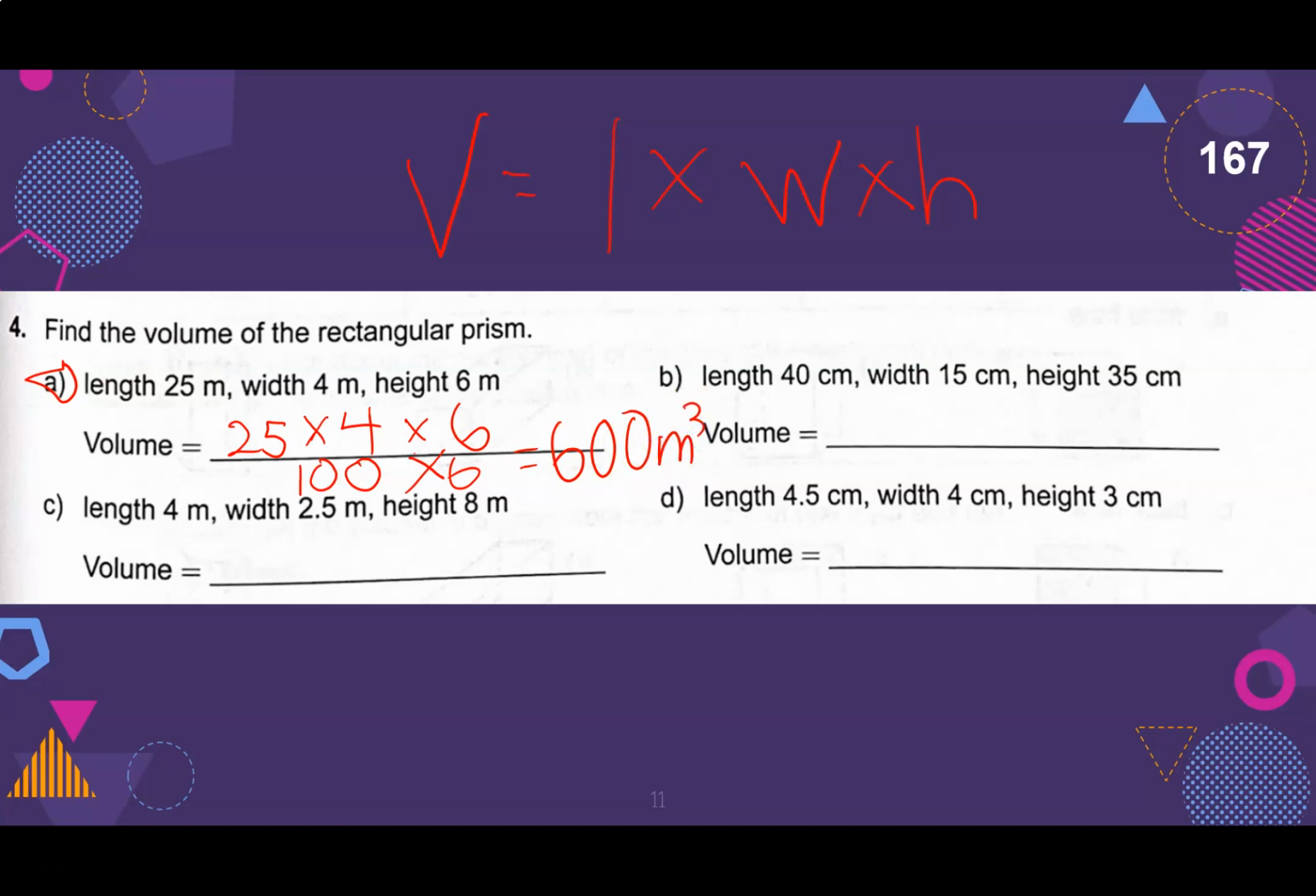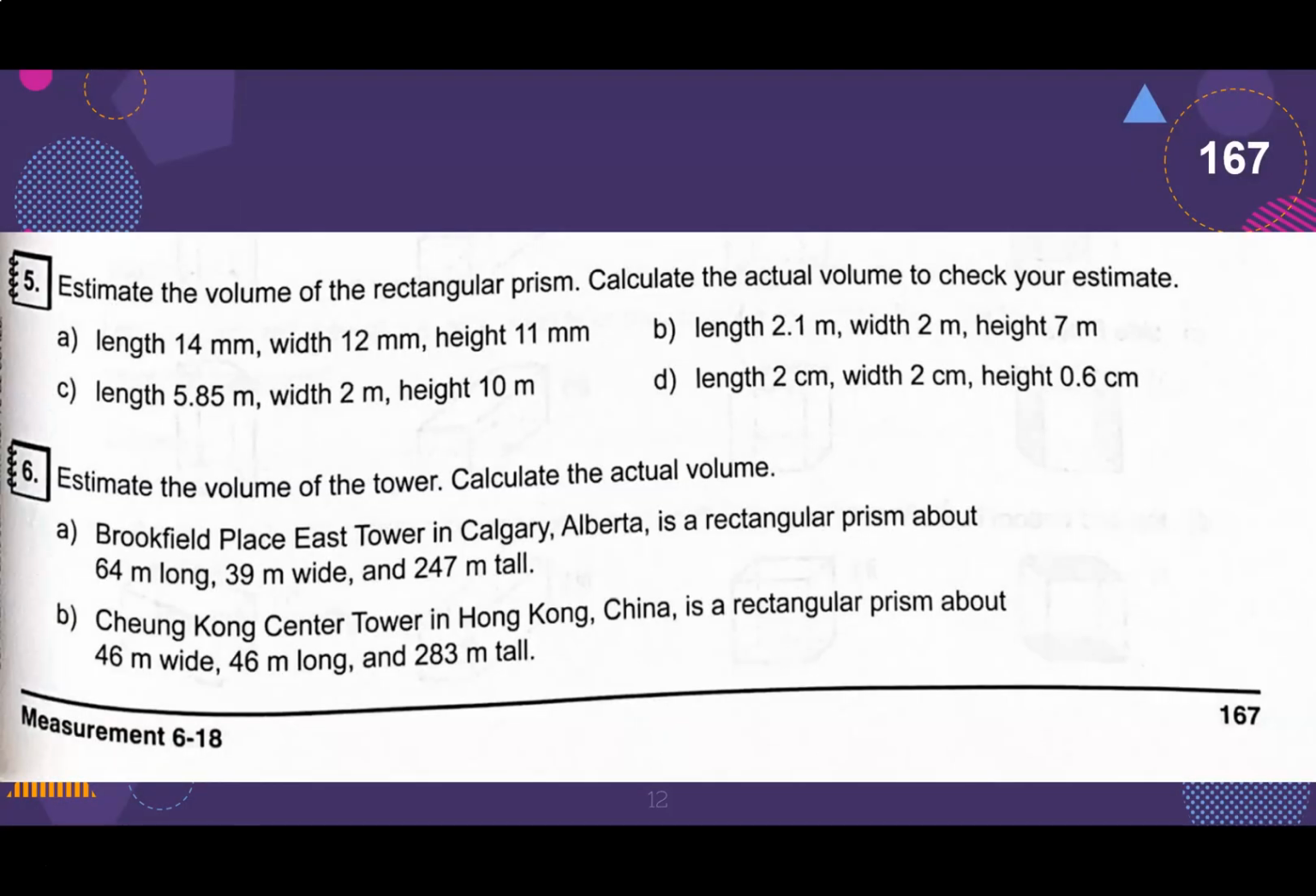Go ahead and try one more. So you can cross out 2 of these, but I will let you choose if you would like to try B, C, or D. Please choose one. Then you can go ahead and cross out question 5 as well as question 6.